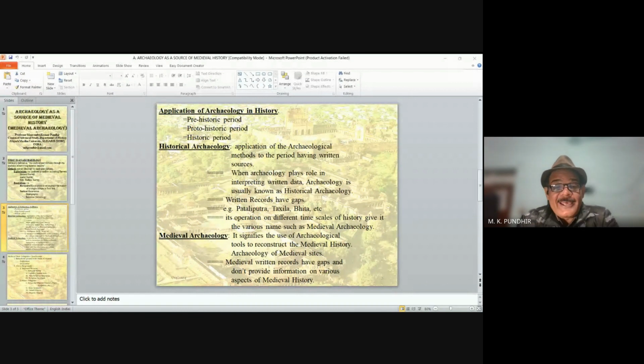Now the question arises: if we use archaeology in the medieval period, then what's the position? When we use archaeology, especially in the time scale of history, in the medieval times, it is known as medieval archaeology. But a large number of scholars generally say that medieval archaeology is a part of historical archaeology, and there is no difference between both. Why should we use the word medieval archaeology?